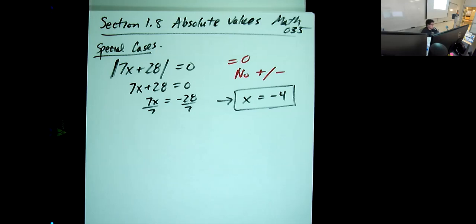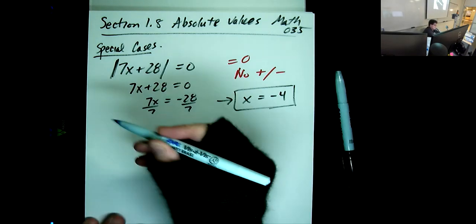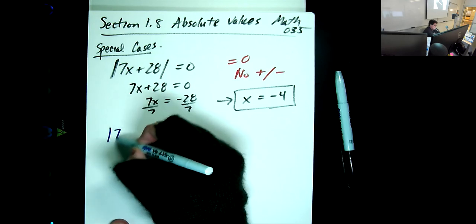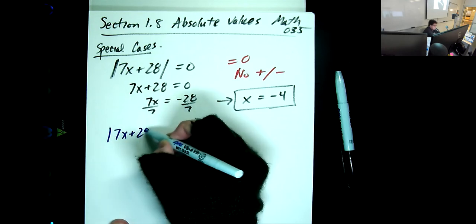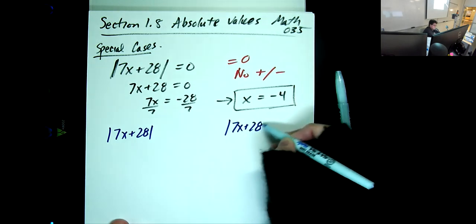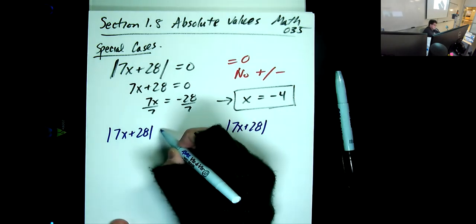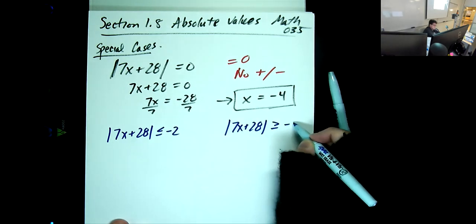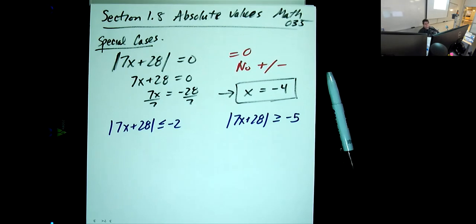And now the big kicker comes along. I'll do the same setup for all of these right here. The absolute value of 7x plus 28. We're going to have less than or equal to -2. We're going to have greater than or equal to -5. Let's just make them different.